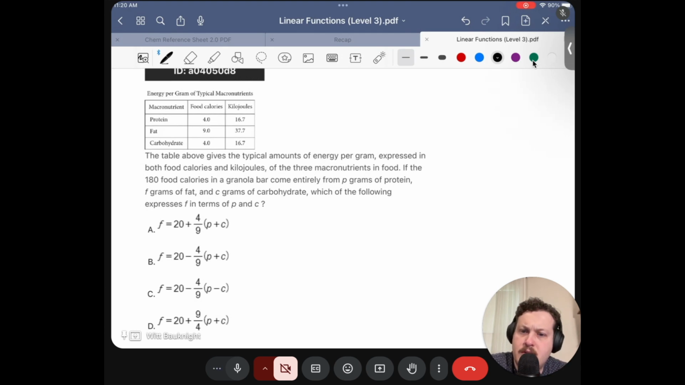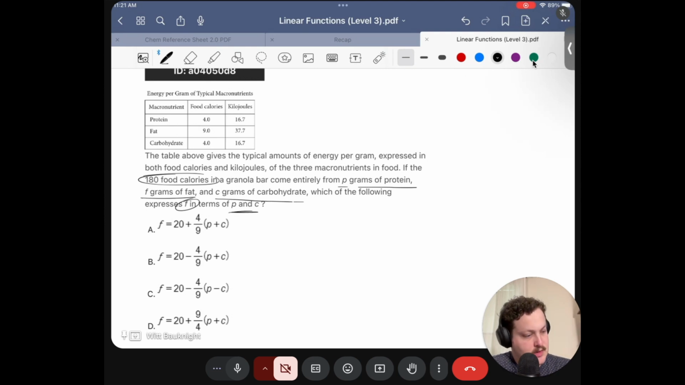This question feels similar to something we did yesterday. The table above gives the typical amount of energy per gram expressed in both food calories and kilojoules for the 3 macronutrients. If the 180 calories in a granola bar come entirely from P grams of protein, F grams of fat, and C grams of carbohydrate, which of the following expresses F in terms of P and C?